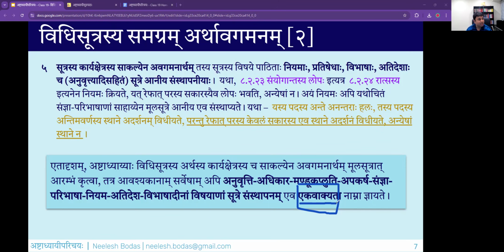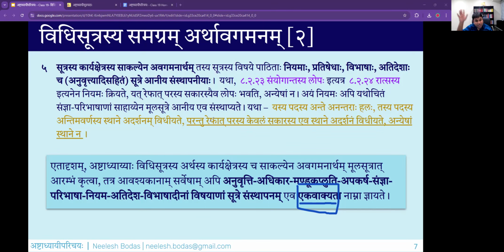What is ekavakyata? Bringing everything together. Ekam vakyam rachayati. So you take different fragments from different places and convert them into a big mahavakya, a big sentence that captures everything associated with that sutram. And here I have only given examples. So for example, padasya can also be expanded.